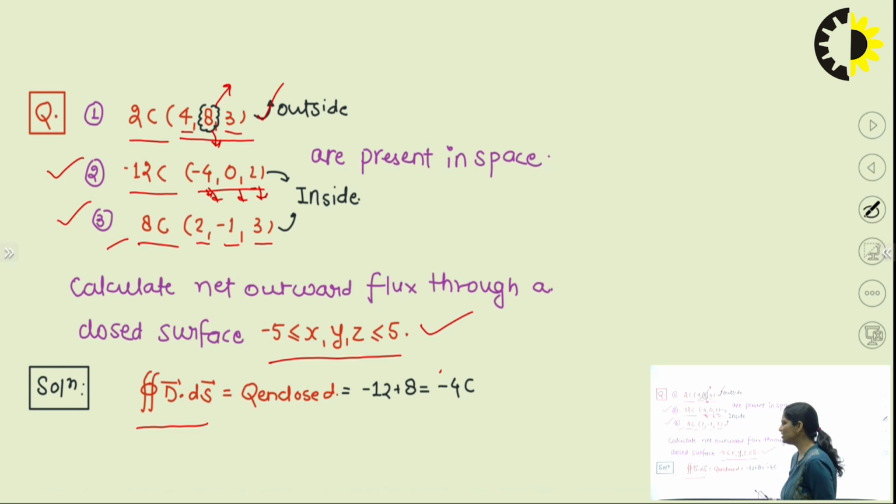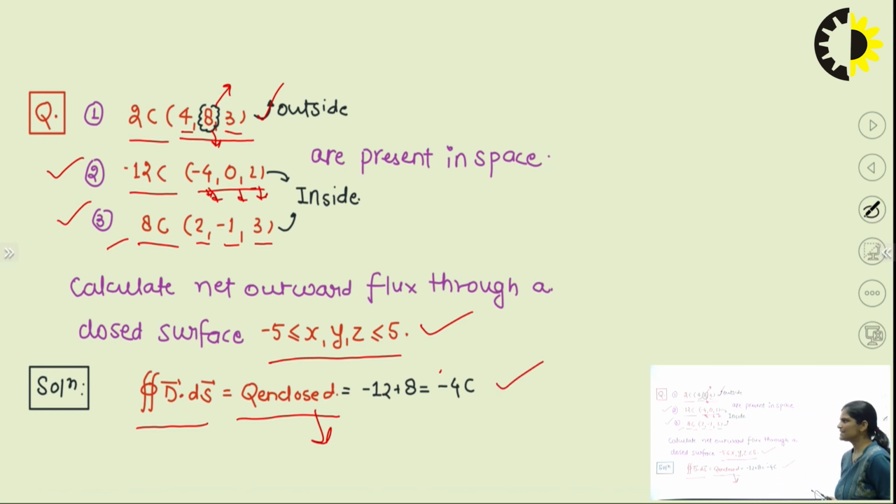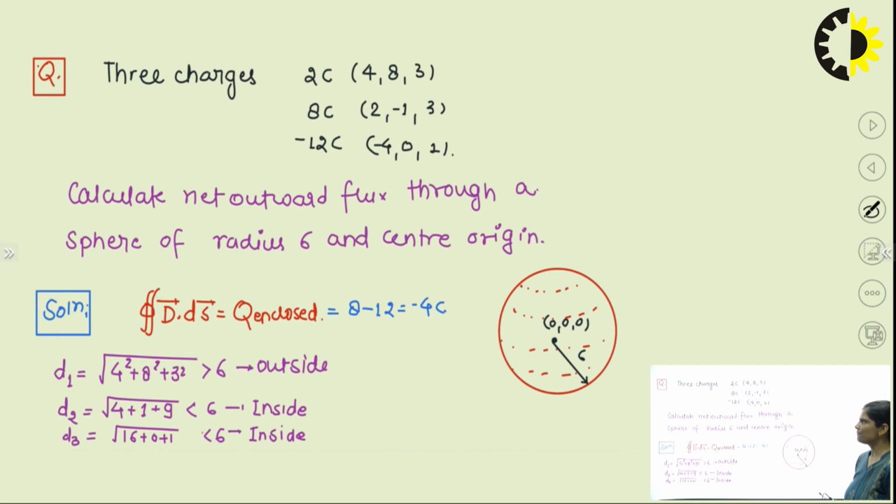Now according to Gauss law, how can you write it down? Closed integration D dot dS is equal to Q enclosed, which means you have to consider inside charges only. So that is equal to minus 12 coulomb plus 8 coulomb, which is equal to minus 4 coulomb. This is the answer.